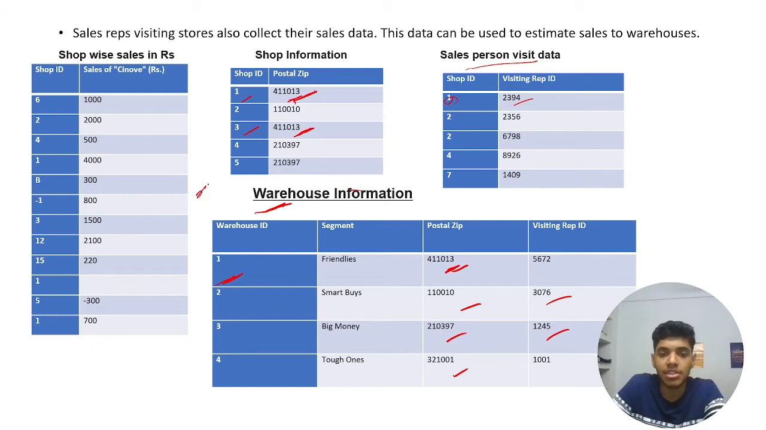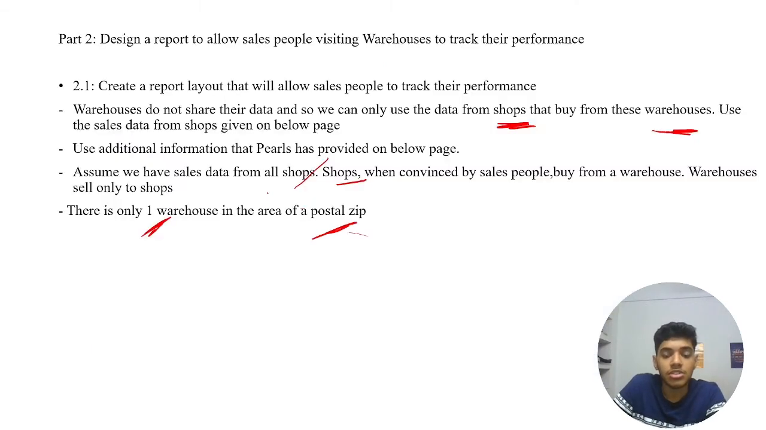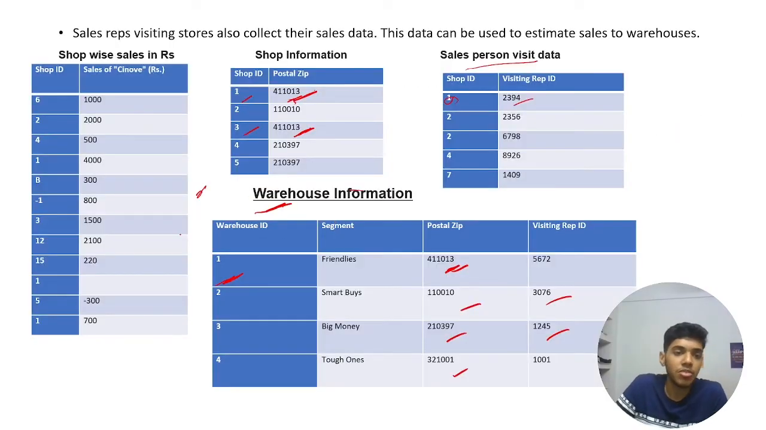Also, this table shows us the sales. We have data only about the shop sales. We do not have the data from warehouses, as we can see here. So in this table we have the sales data, shop-wise: we are given the shop ID and the sales in rupees. So in this table we are going to give them a report so that they can keep track of their salespeople, how they are selling and convincing the shops and warehouses.